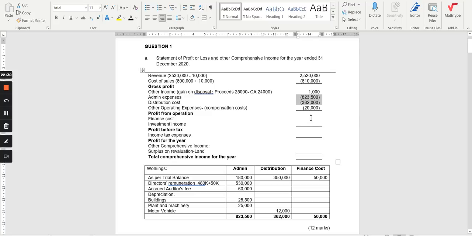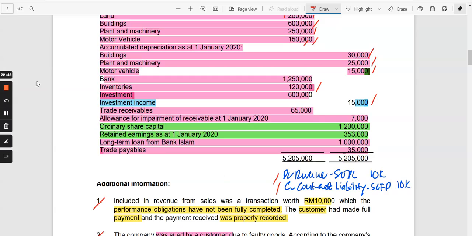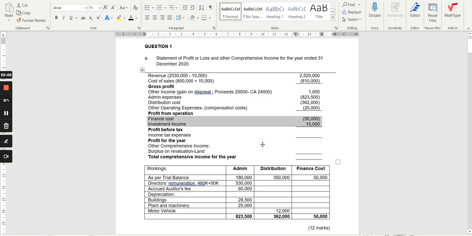And for your finance costs, it should be the same as what you have there, 50. Investment income is from your trial balance here. There are no adjustments to the investment income. Don't get confused with the investment. This is a non-current asset. So doing the classification will help you to get it right.